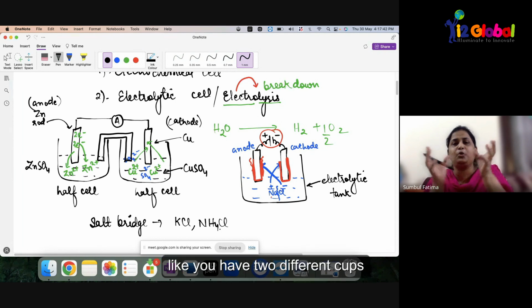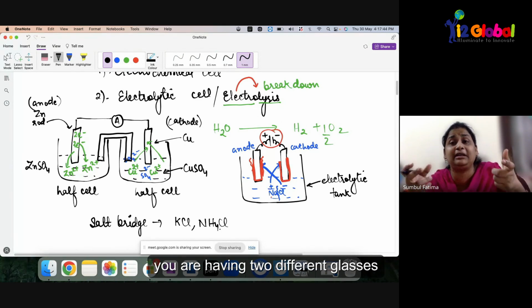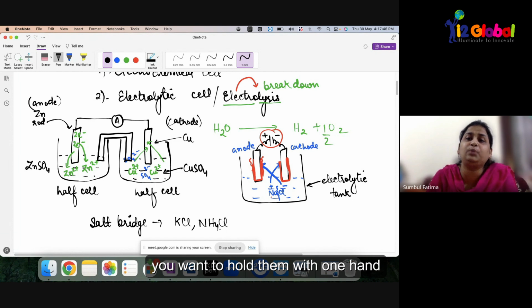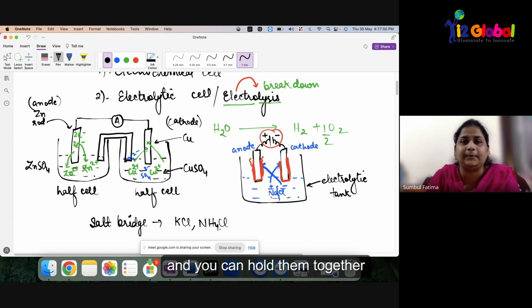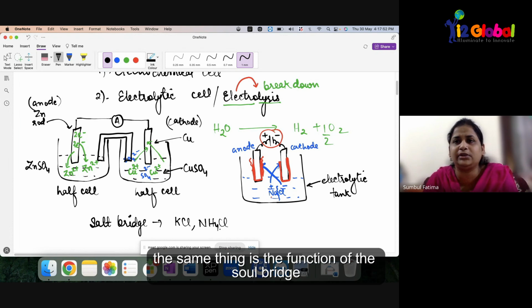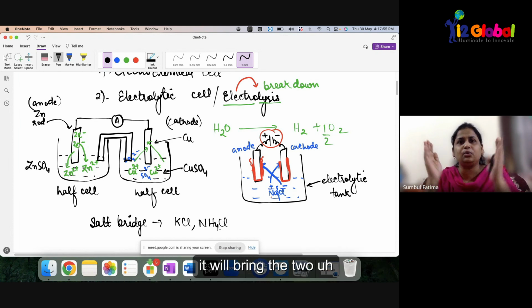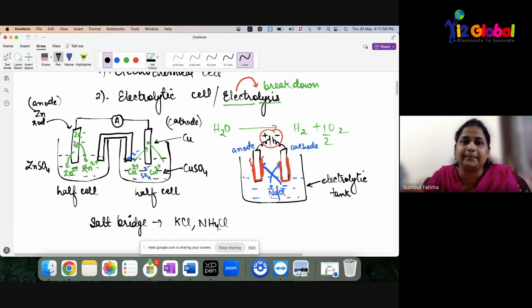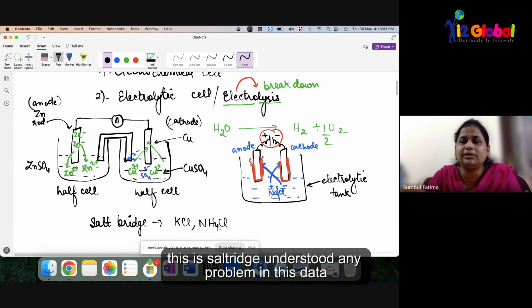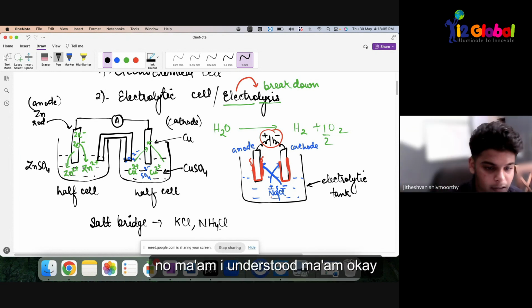Like you have two different cups, two different glasses, and you want to hold them with one hand. So you can put your fingers inside and hold them together. The same thing is the function of the salt bridge. It will bring the two cells together by holding them together in this manner. This is the salt bridge. Understood? Any problem in this? No, ma'am, I understood.